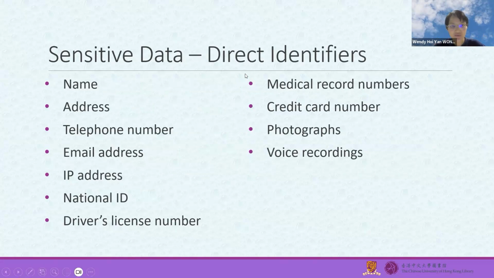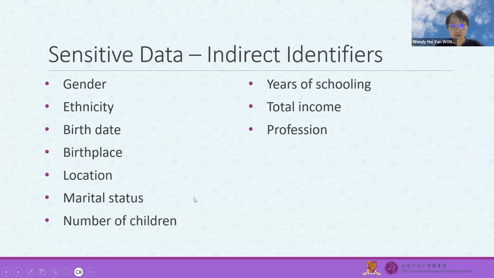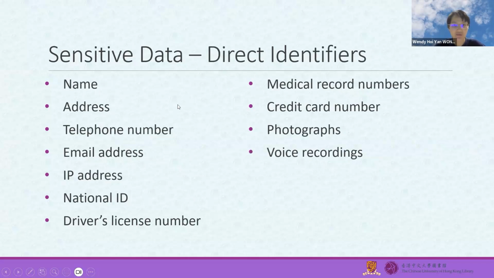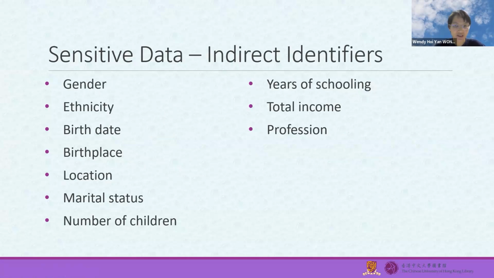For sensitive data, it involves some direct identifiers, name, address, and so on and so forth. These are some indirect identifiers, for example, gender, birthplace. These are called indirect identifiers because even when the information does not include direct identifiers, with only a few of these indirect identifiers, you may also identify someone's name or identification. So these indirect identifiers should also be worked on before you share your data.